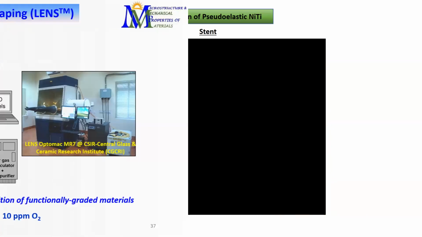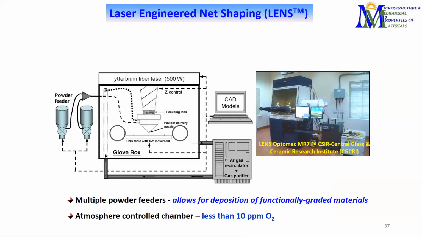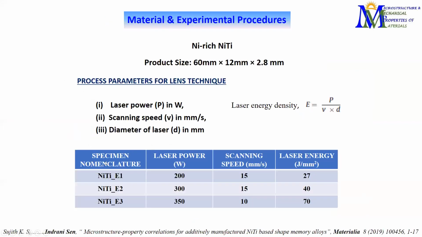What we have done in our group is that we prepared this nickel titanium based material by using LENS, the laser engineered net shaping technique. I already showed you how the system works. This is a powder feed system, and we used different processing parameters like the laser power and scanning speed. We altered these, and we ended up with 3 different energy densities. The lowest one is around 27 joule per millimeter cube, and the highest one is 70, so almost 3 times that.